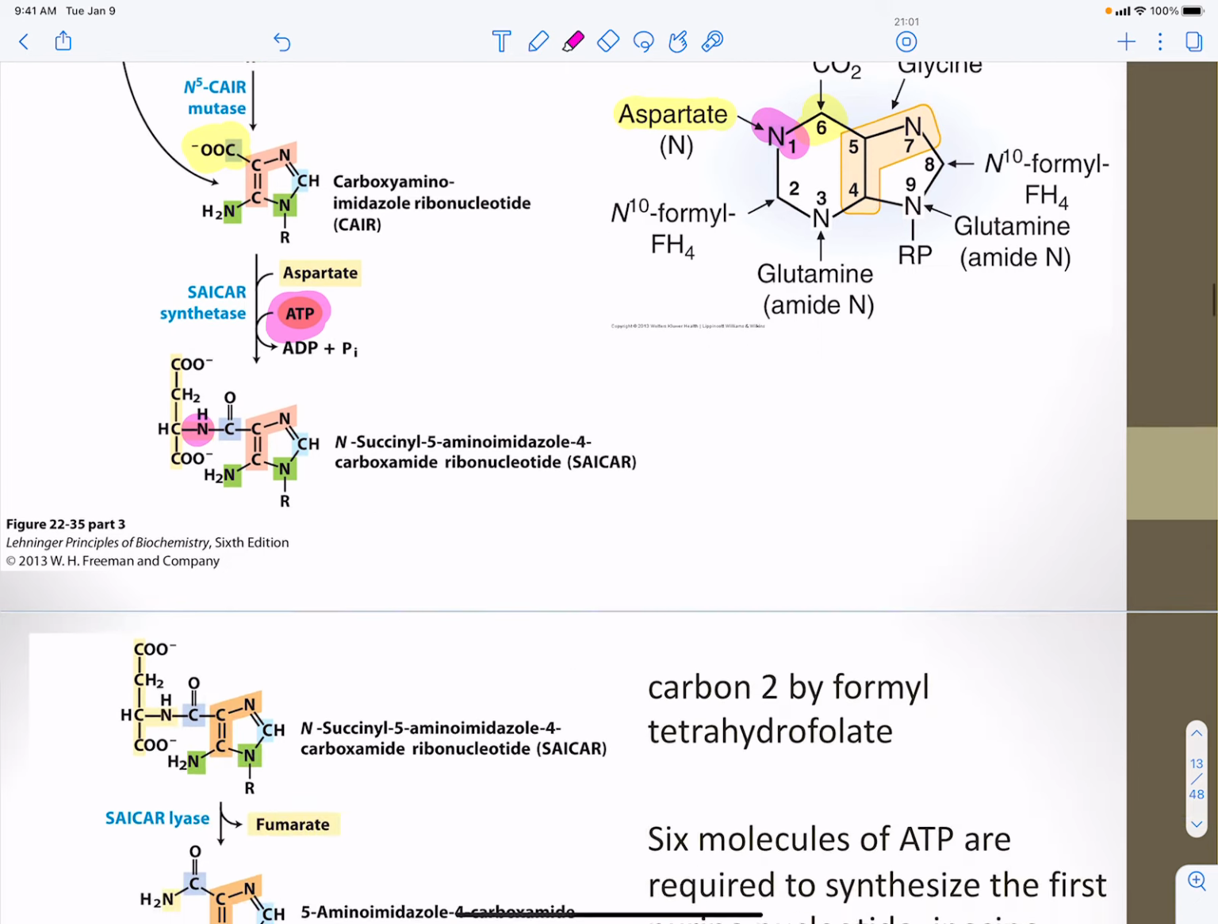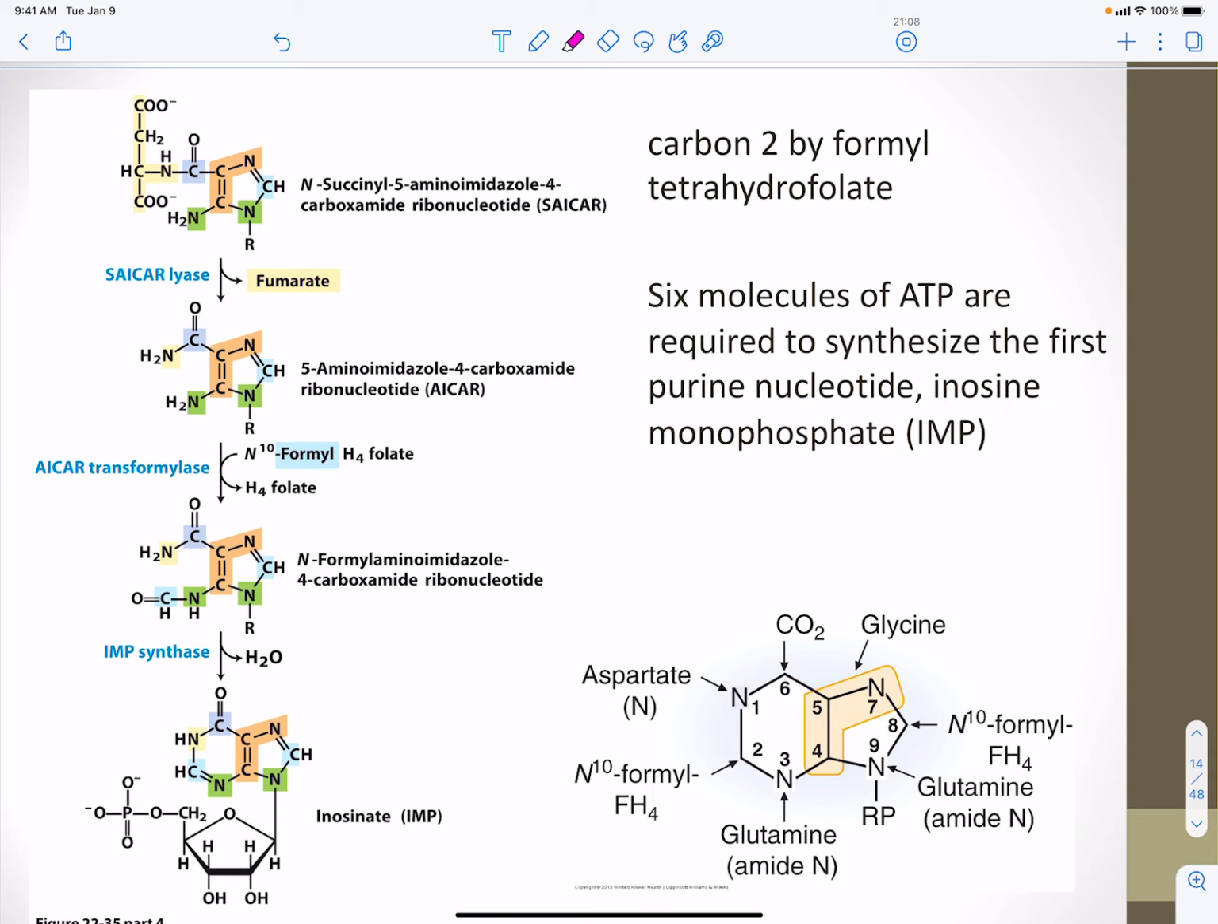We still have aspartate attached until we have our carbon by the second formyl tetrahydrofolate come in. So the succinyl 5-imidazole carboxamide ribonucleotide, through a lyase, will release this chunk here, which is going to become fumarate. So we're generating a fumarate again here.